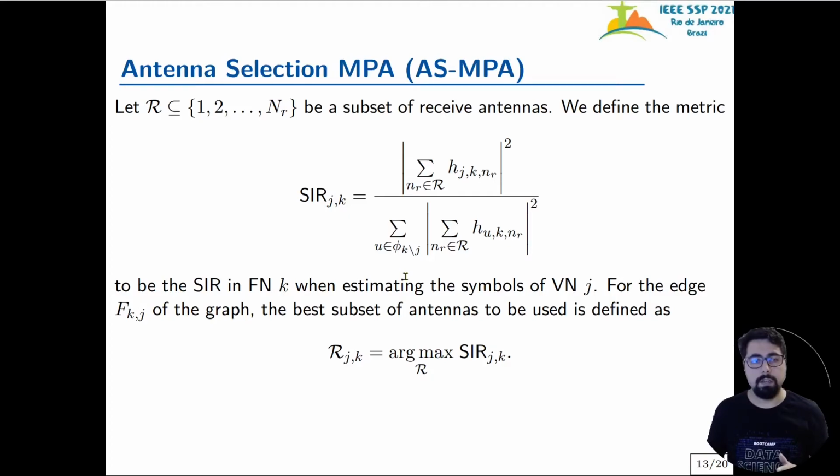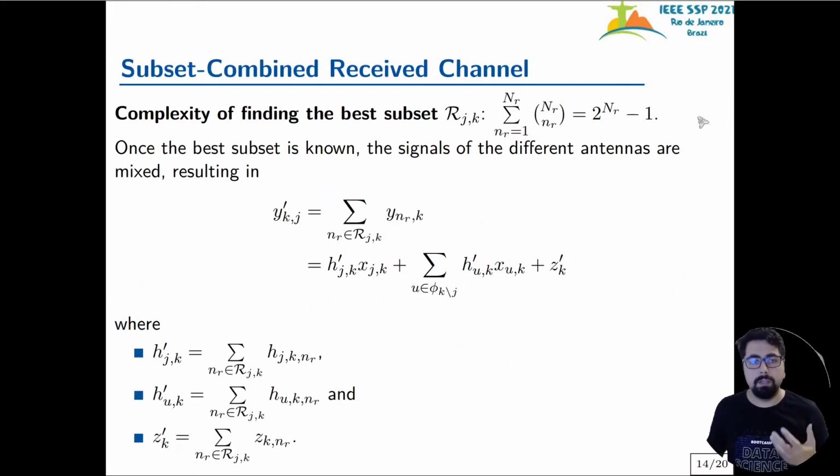This must be done independently in each edge of the graph when calculating function node messages to variable nodes. The complexity of finding the best subset increases exponentially with the number of receive antennas. Once the best subset is known, the signals from different antennas are mixed in a selection combining manner, resulting in a single function node observation.